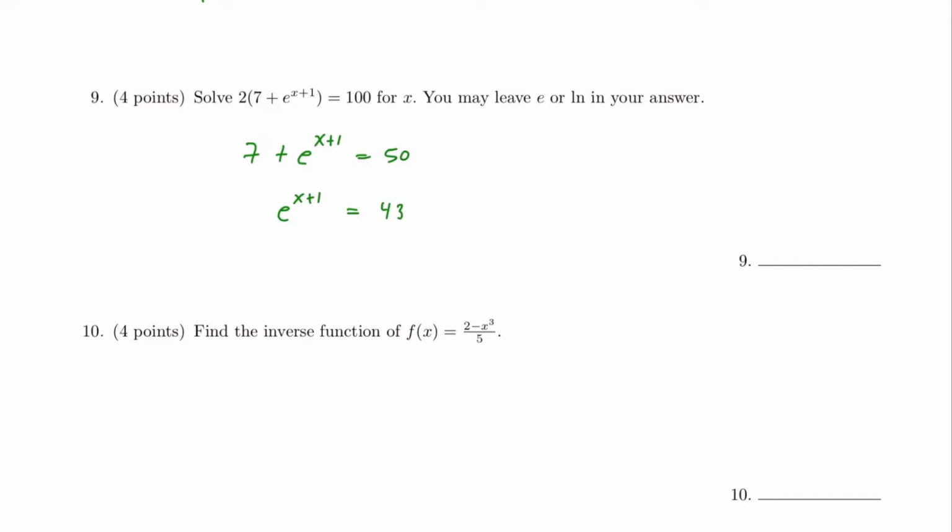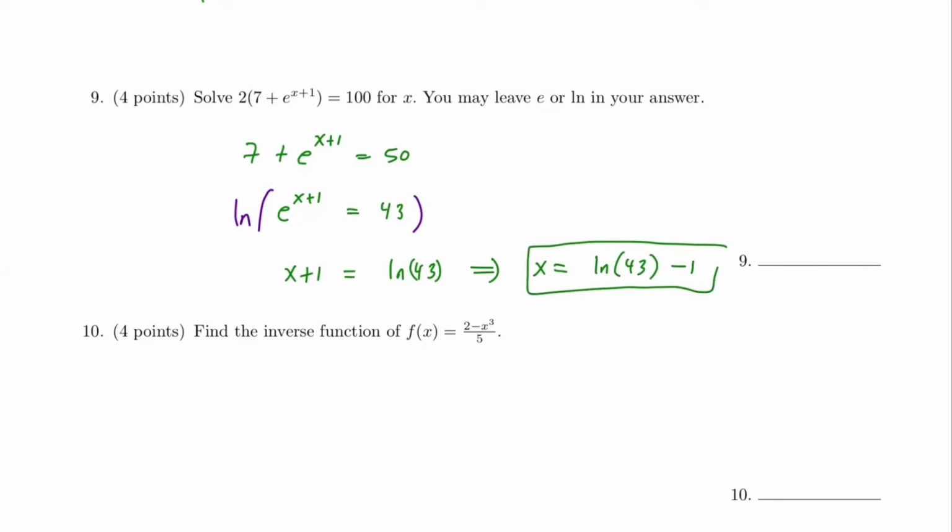Now, the only way to bring down this exponent is to apply a logarithm on both sides. So I'm going to go ahead and apply ln on both sides, natural log. On the left side, e and ln will cancel each other, so you'll just have x plus 1. On the right, you just have this number, ln of 43. Remember, this is a number. And then to isolate x, I just subtract 1. So you'll have x is equal to ln of 43, put that in parentheses, minus 1, so that you don't combine that 1 with the 43 because they're two different numbers. That will be your answer for number 9.